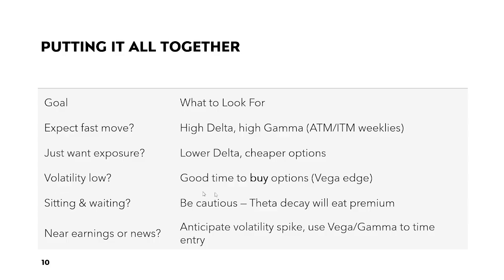Is the volatility low? It's a good time to buy. This is called the Vega edge, right? So if it's low volatility and the Vega matches, you want to jump into something like that. If you're just sitting and waiting, of course, if you're in a trade, theta will eat away at your premiums. And then if you're getting close to news, anticipate volatility spikes, and you can use the Vega and gamma to time your entry.